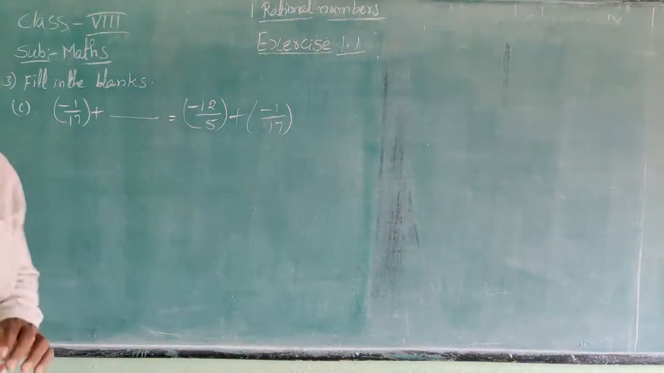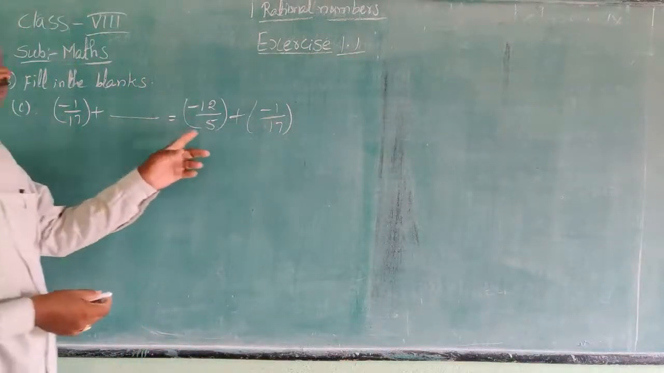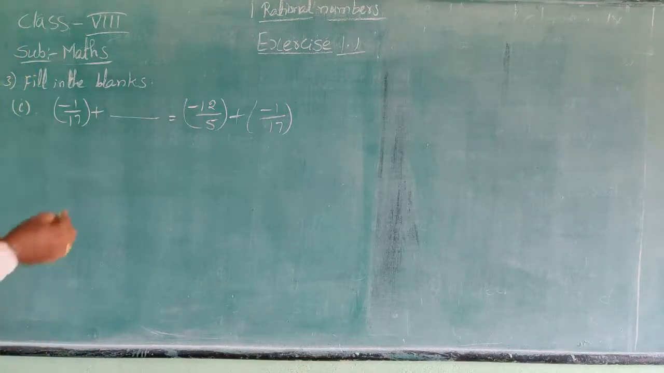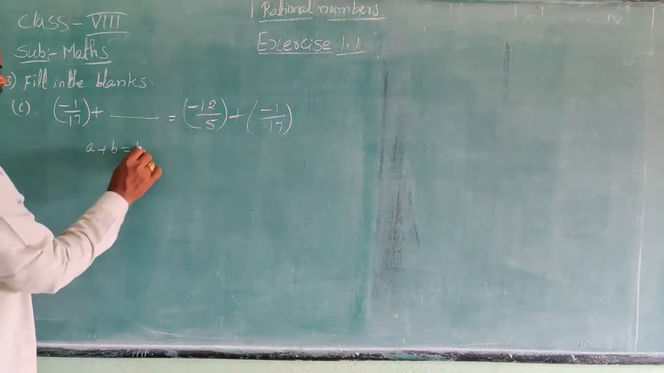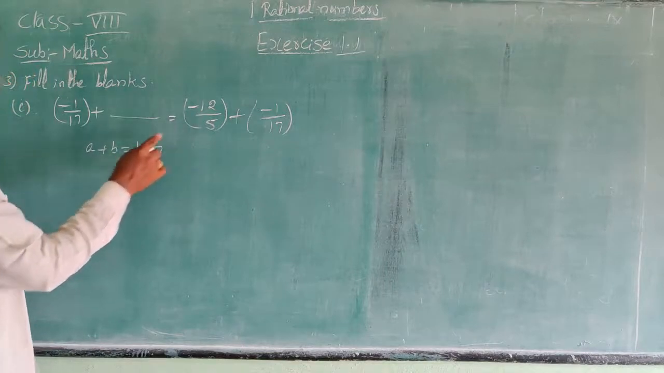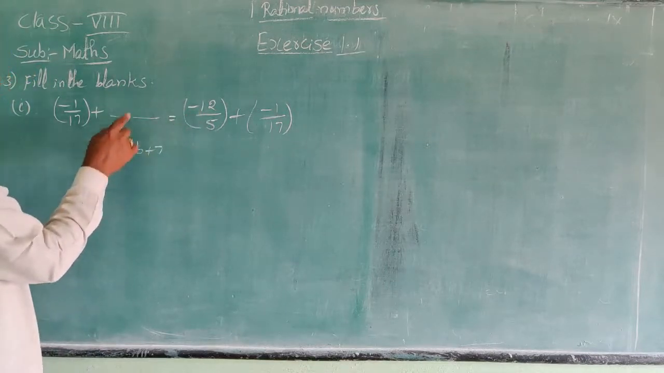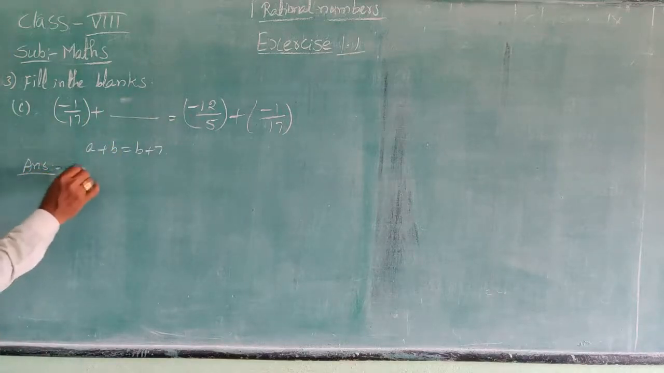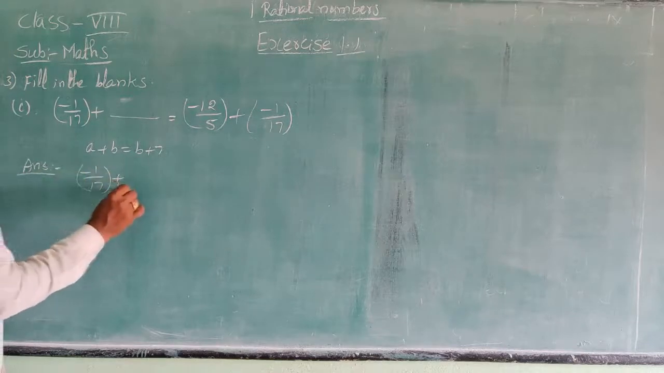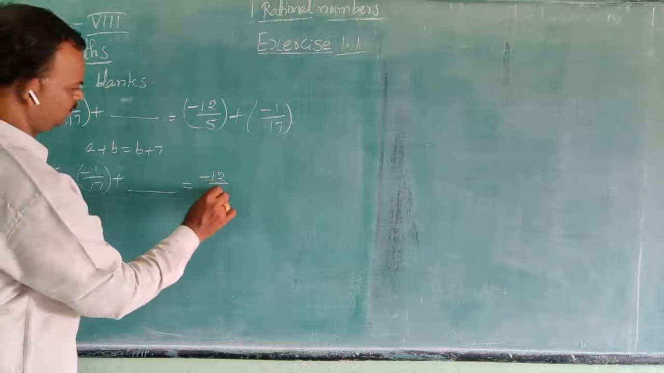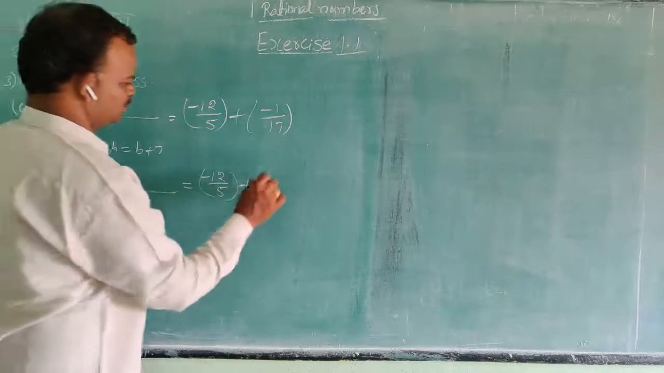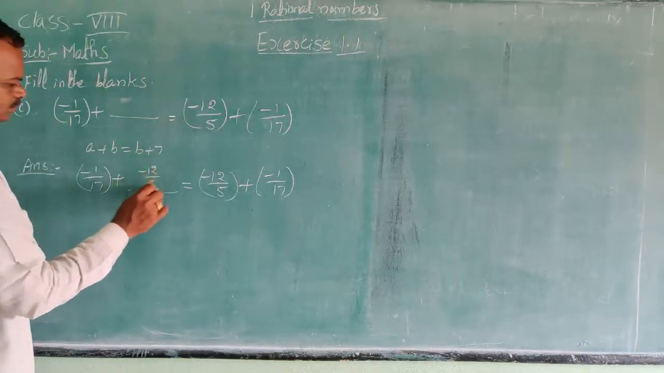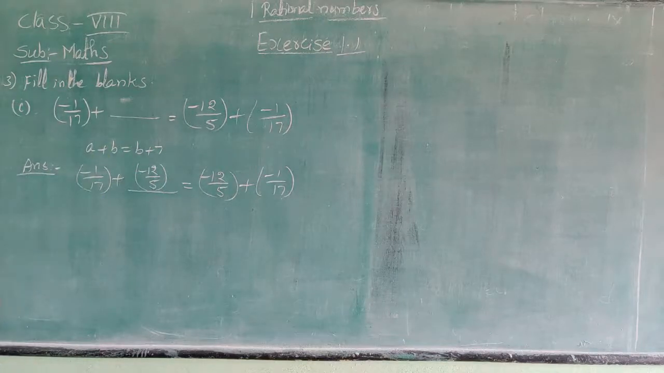That means the number is the sum of two numbers. A plus B is equal to B plus A. It is in the form of A plus B, B plus A. So here B is minus 12 by 5. So the answer is B, that means minus 12 by 5.